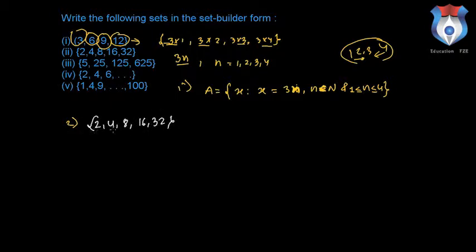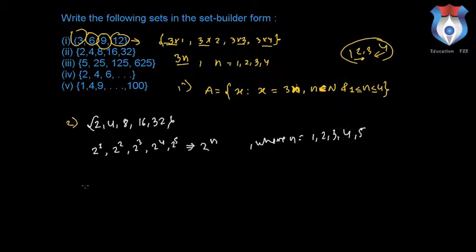Here, first you should know the trick: how we can represent them in the form of x or in the form of n. First you need to think. Here I'm looking at 2, 2 squared, 2 cubed. So it is 2 to the power 1, 2 to the power 2, 2 to the power 3, 2 to the power 4, 2 to the power 5, that's 32. So can't I say it is 2 to the power n, where n is 1, 2, 3, 4 and then 5, till 5.